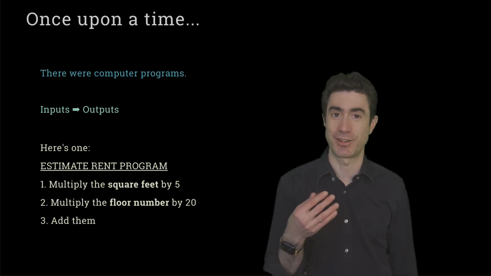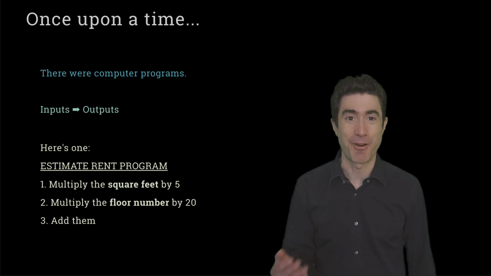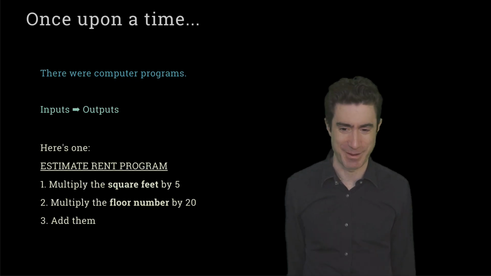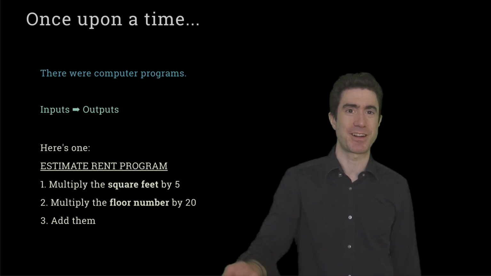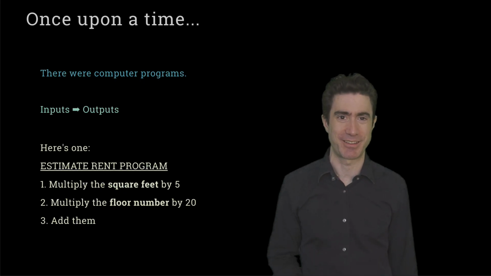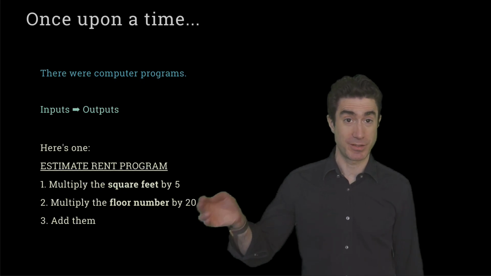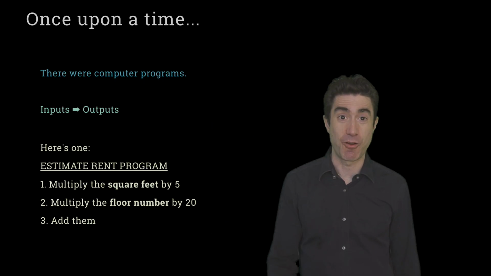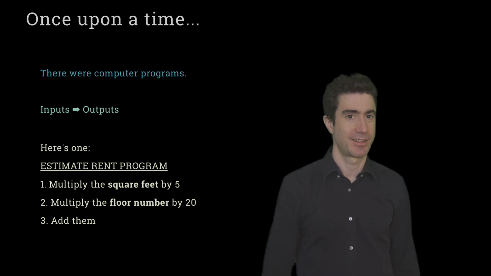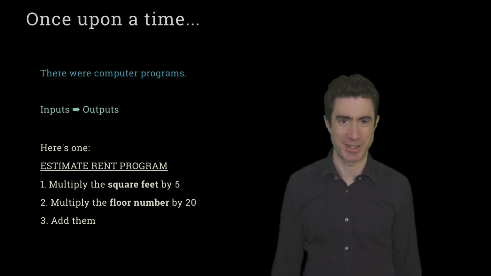And that will give you a good estimate, according to our experts, of the rent of an apartment in a particular neighborhood. And so we could write that program. A developer like me could come along and code that program. It would have some inputs, square feet and floor number, and the output would be the rent prediction. Simple as that. Everyone knows this stuff.